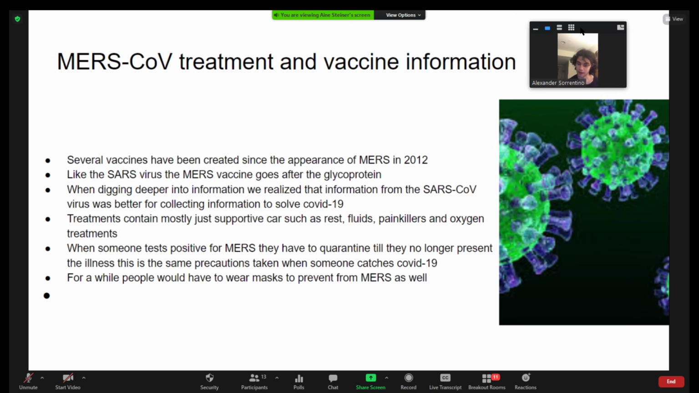When someone tests positive for MERS, though, they have to quarantine, just like you do now, until they no longer present the illness. Again, this is the same stuff we do with COVID, which we've already been trying to do, as well as wearing masks to try and stop the spread through the air. So we go to the last slide here. Then we have the conclusion here.